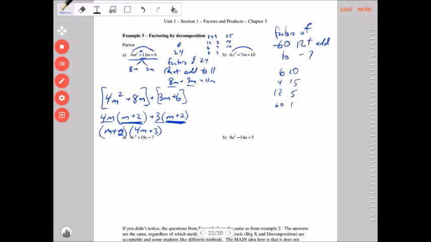Okay, if we go 12 minus 5, hey, there's the 7. So that's what we want. Now, to get the negative 7, we have to have a negative 12 and a positive 5. So that's the combination that we want.